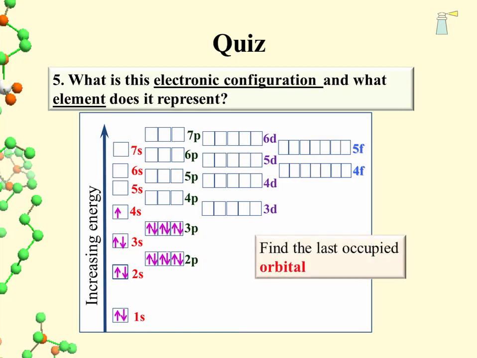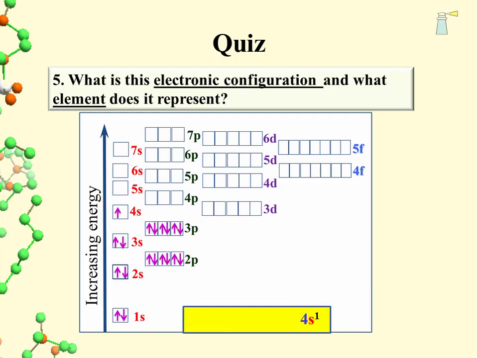Well, first of all, we should find the last occupied orbital, which will give us an ending point. It is the 4s orbital, and it has just 1 electron in it. Now we know that the electronic configuration ends in 4s1. For the rest of the EC, we read from bottom up and note the number of electrons. And that should be a maximum for all the orbitals below 4s. 1s2, 2s2, 2p6, 3s2, 3p6. And that leaves the half-filled 4s orbital, 4s1.